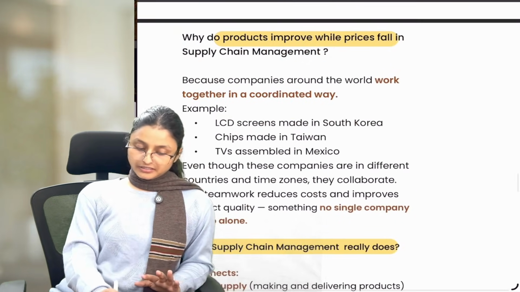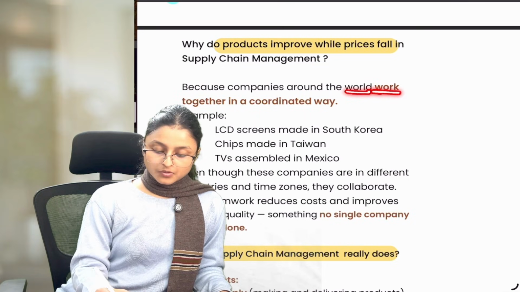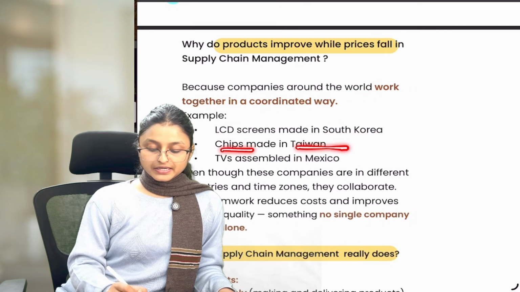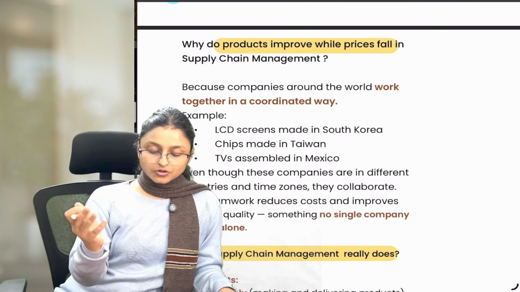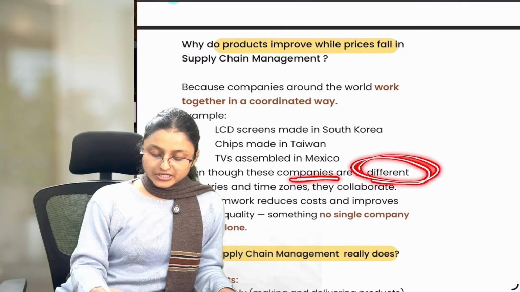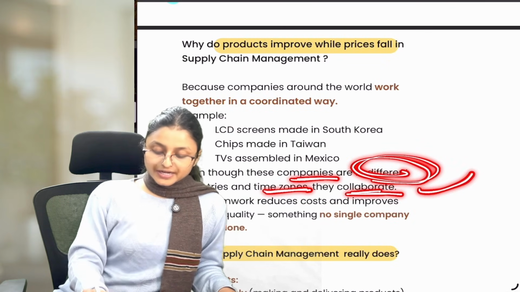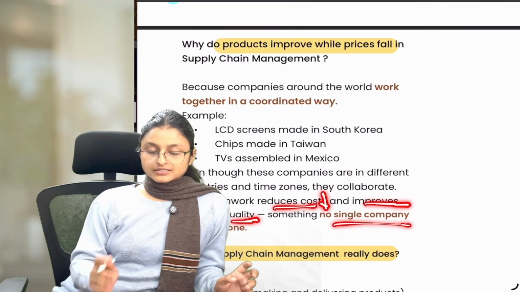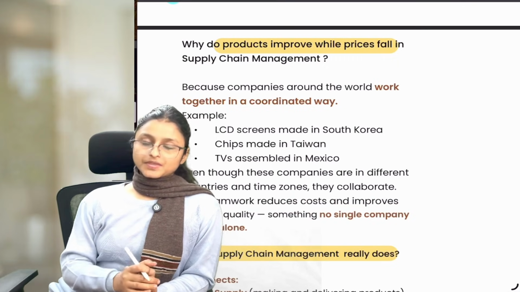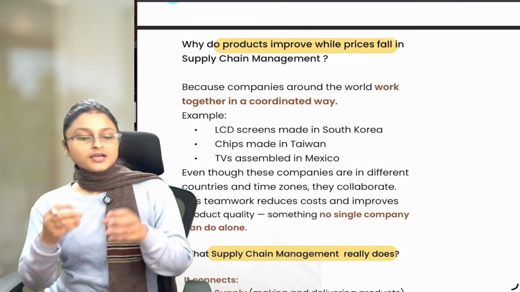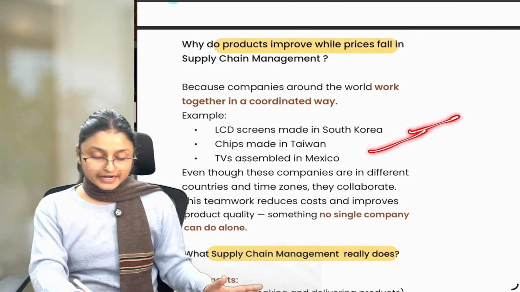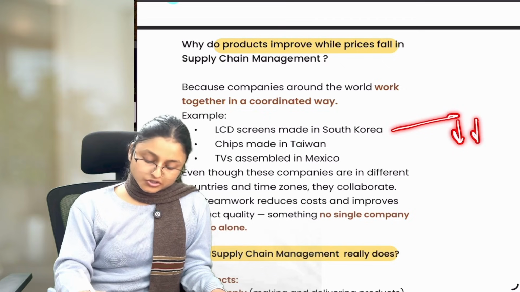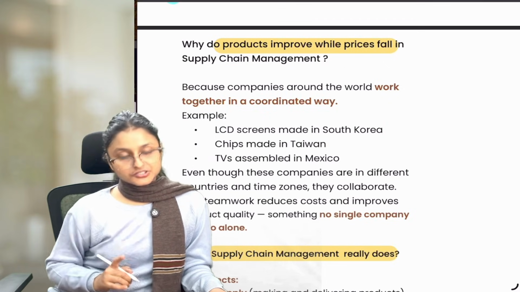The same thing is written here, because companies around the world work together in a coordinated way. LCD screens made in South Korea, chips made in Taiwan, TVs assembled in Mexico. Even though these companies are in different countries and time zones, they collaborate with each other. This teamwork reduces cost, improves product quality, and does something no single company would be able to do. Because every company has some advantage. If all of them are focusing only on what they are good at, they'll be able to reduce cost more and provide more and more value to the customer.